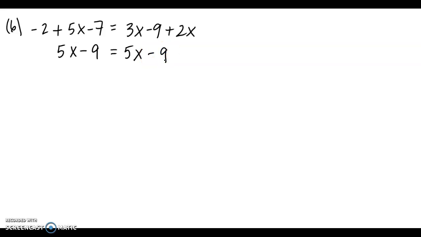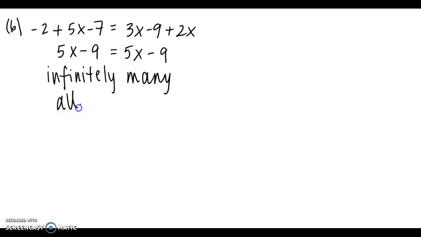What do you notice here? It's the exact same on both sides. So this is infinitely many solutions. Or I would like you to write all real numbers. They're the only two acceptable answers.